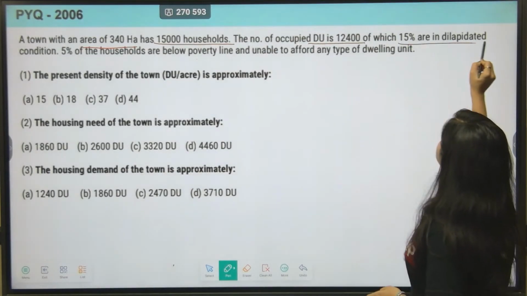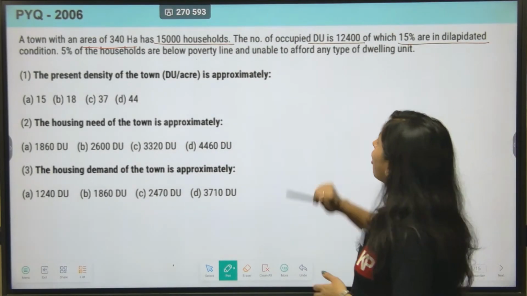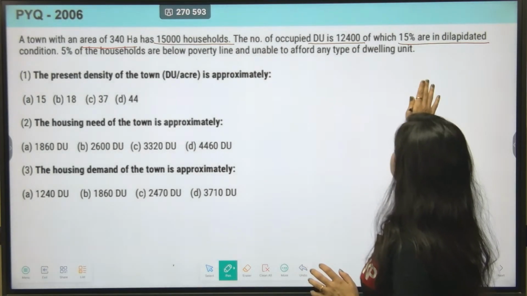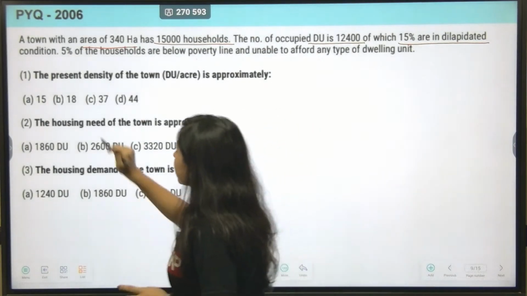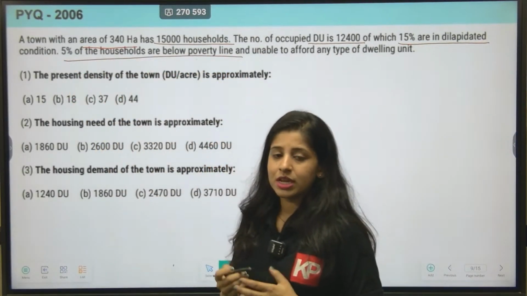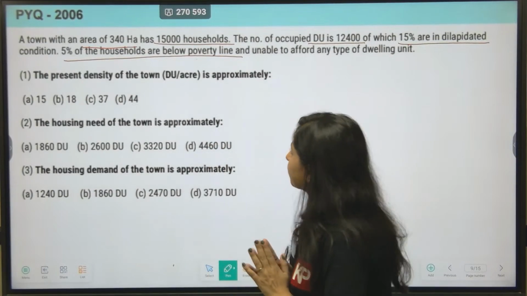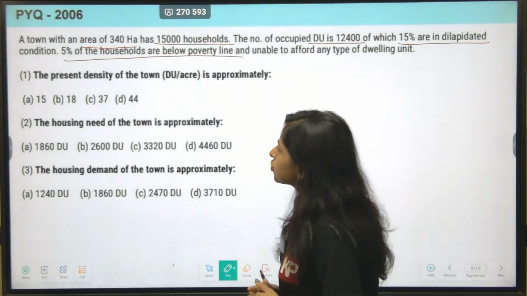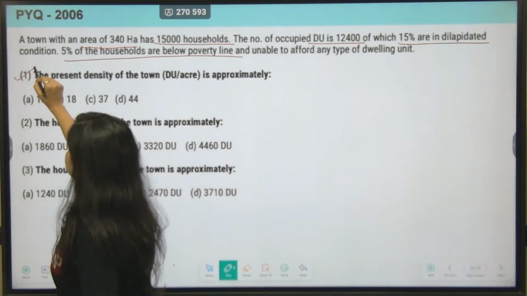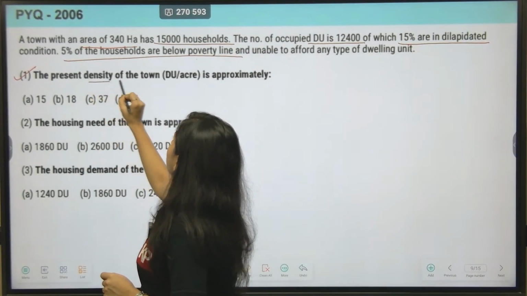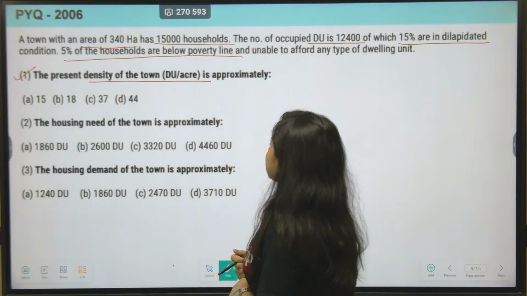Out of which 15% are in a dilapidated condition. So out of these 12,400 dwelling units, 15% are in a dilapidated condition. 5% of the households are below poverty line. That means basically 5% of the households cannot pay and are unable to afford any type of dwelling unit. Okay? So what are they asking? Question number 1. Let's look into question number 1. The present density of the town, DU per acre, is approximately.